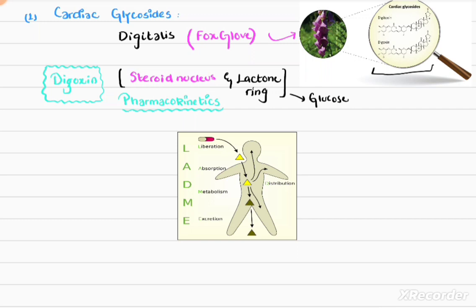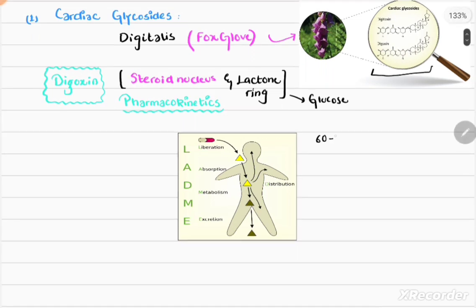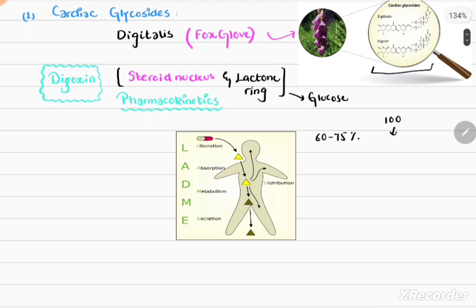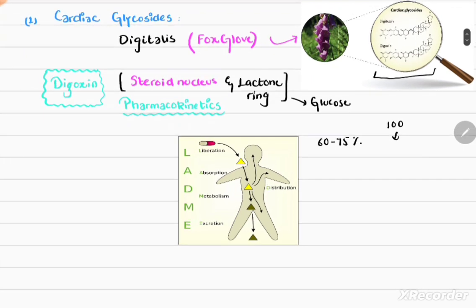Now, the pharmacokinetics of digoxin: it has a very high bioavailability. When you give the drug by mouth, it has 60 to 75% bioavailability, which means that if we give 100, 60 to 75% will go into the bloodstream. The half-life of the drug is very long, around 36 to 40 hours.